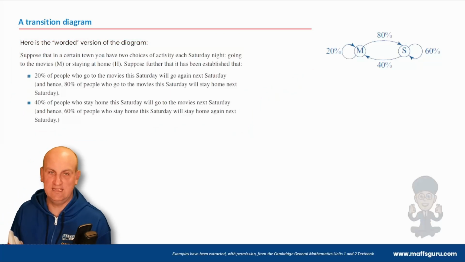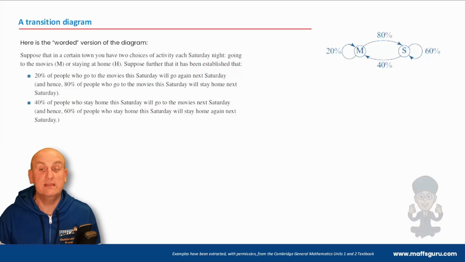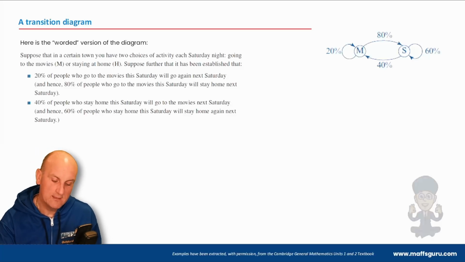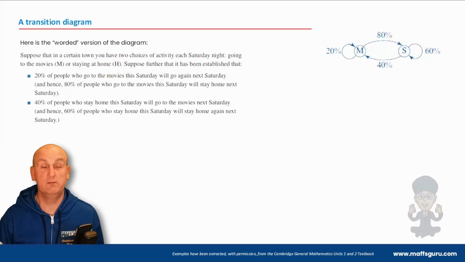So suppose that in a certain town you have two choices of activity each Saturday night. Going to the movies, M, or staying at home, H. Now, while I'm deeply indebted to Cambridge for allowing me to use their examples, it's a bit of a slip up there that they've used H here, and they've used S here. But we'll move that to one side for the moment because we are intelligent people and can see past this.